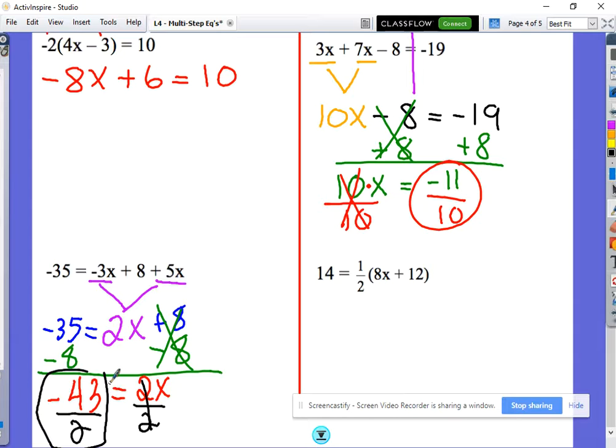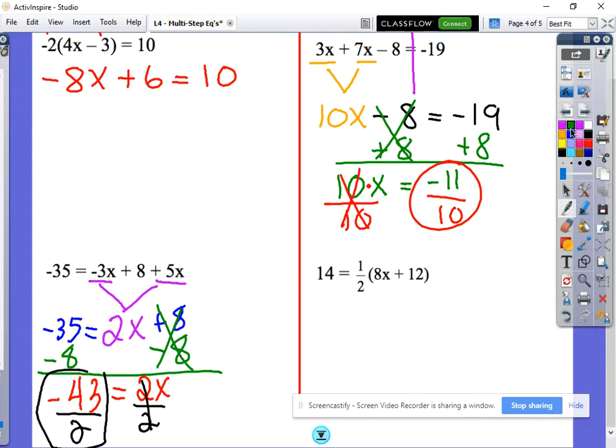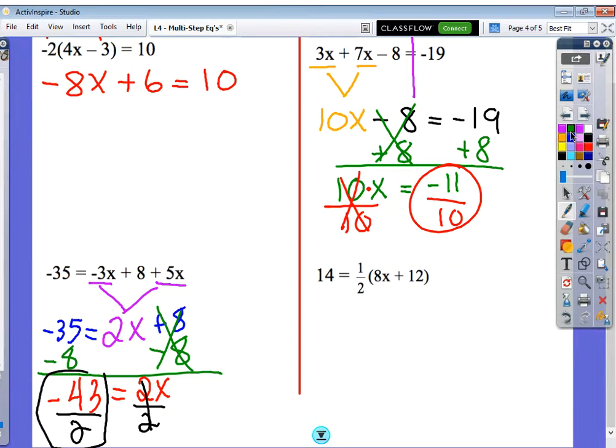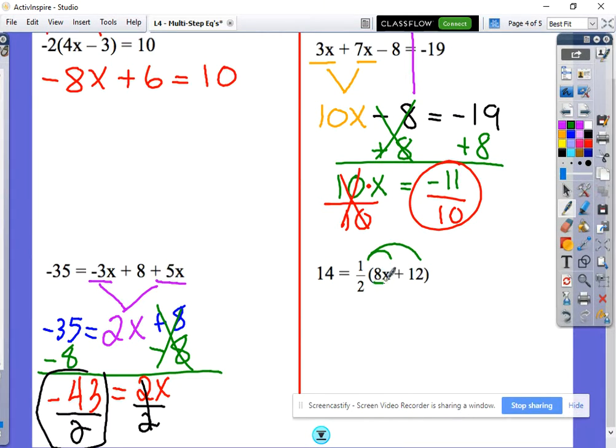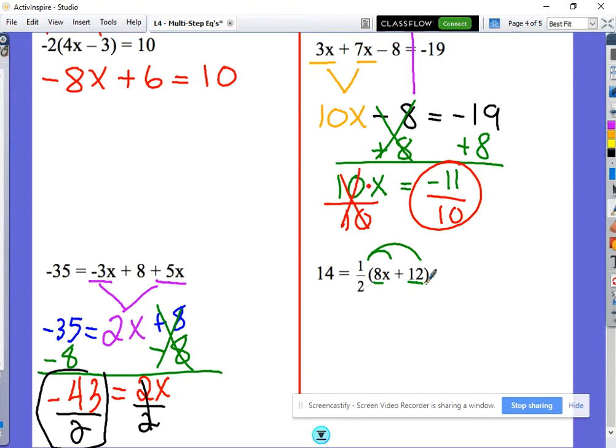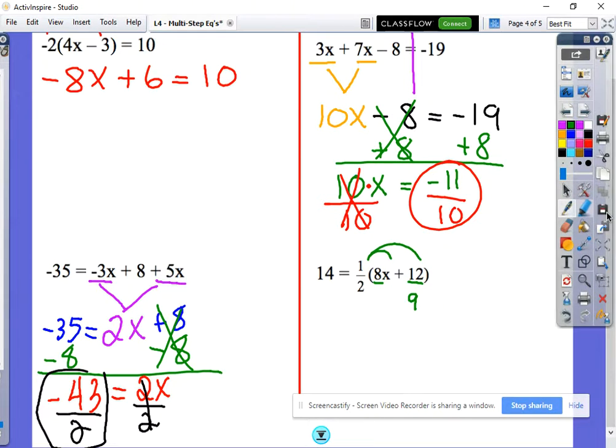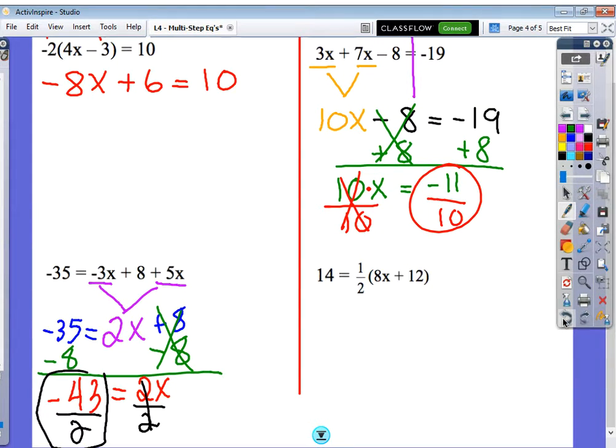I'm a little scared maybe of the fraction. And there's two ways to do this. You could distribute this fraction and take half of 8 and half of 12. That wouldn't be a bad idea, right? But what if 12 was the number 9? Taking half of 9 is not so easy. So instead of distributing this one, let's practice getting rid of fractions, which is what we talked about yesterday.